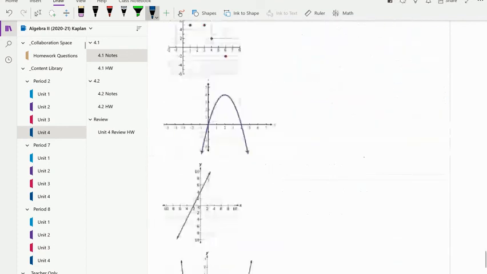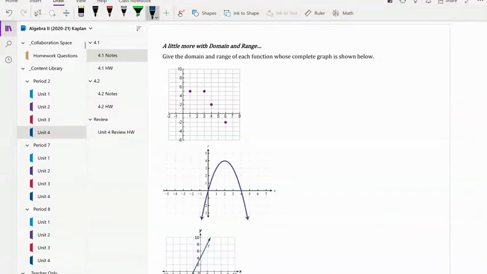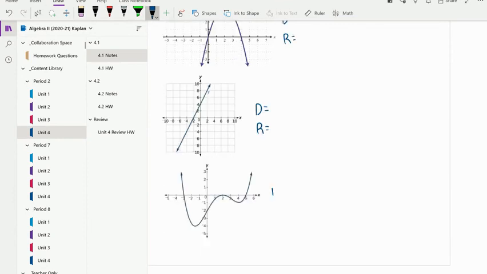Okay, last little bit here. Last little bit, we just want to say the domain and range, so D equals and R equals, of each of these graphs. So I'm going to write it out here. D equals, R equals. And this is our last thing.